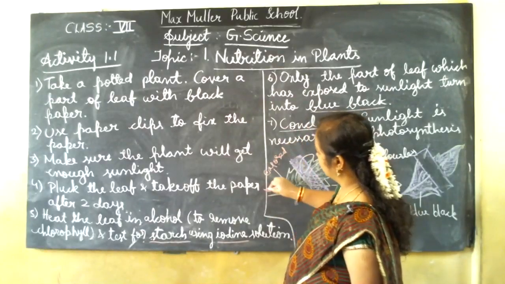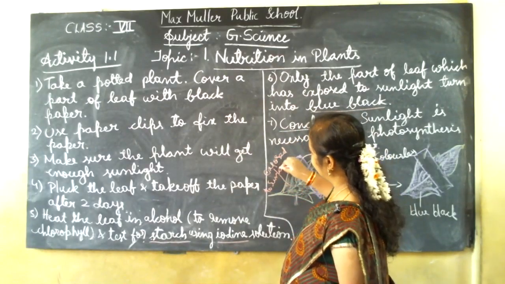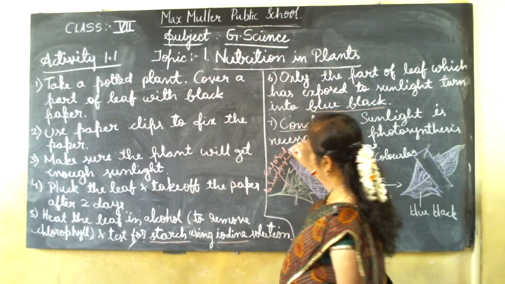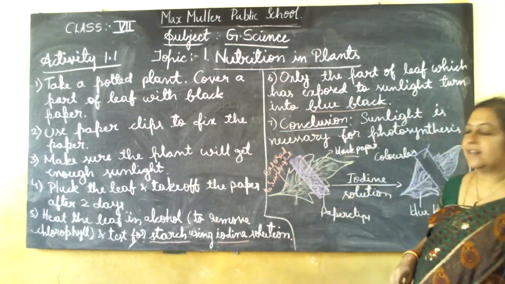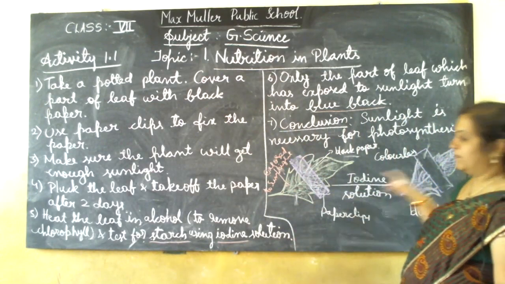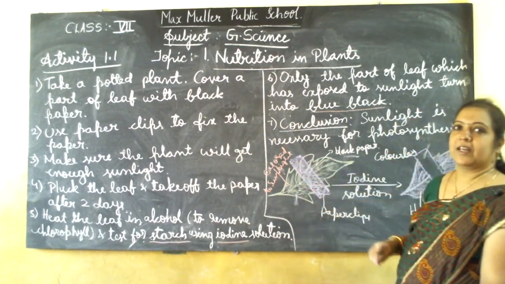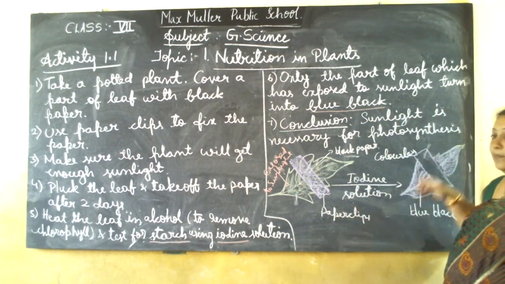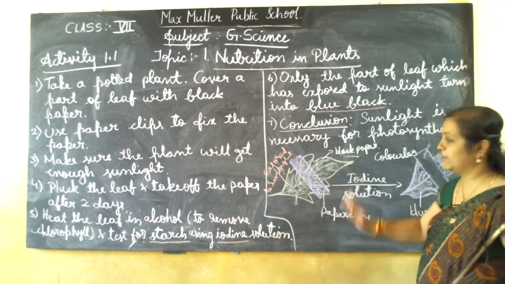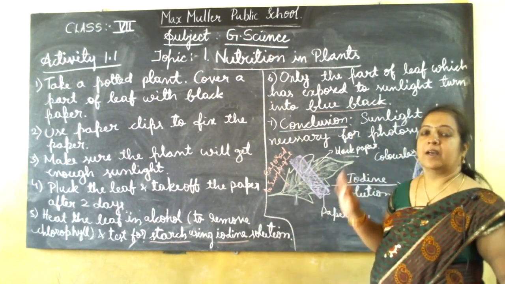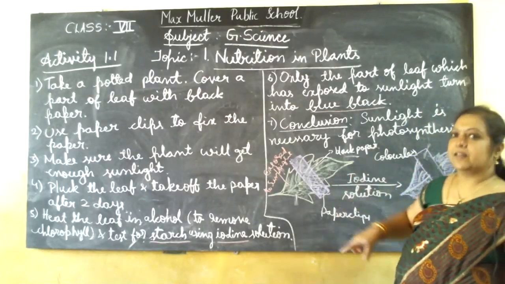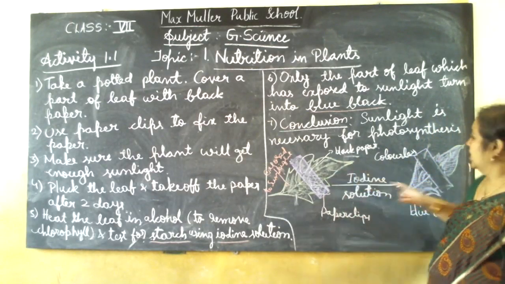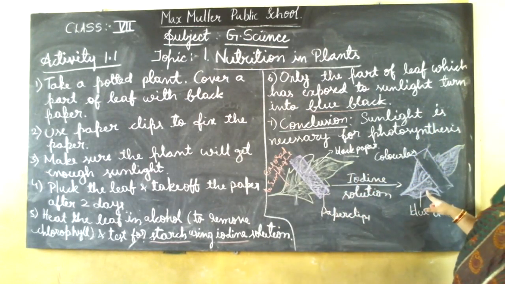This part is exposed to sunlight, that is turning into blue black. Where you have covered this paper, that becomes colorless as it is. So when you dip it in alcohol and boil it, the whole leaf will turn pale, colorless. When you add the iodine solution to it, where it has the green part, it turns into blue black color.